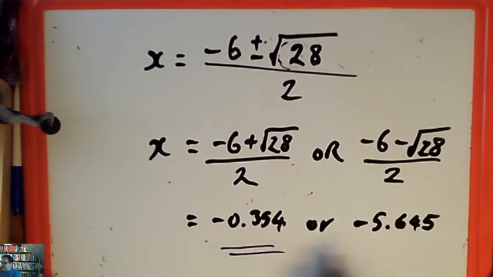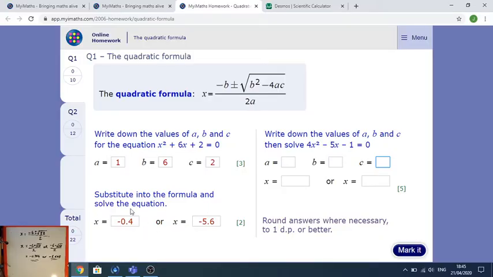So I wrote those down as I was doing that, and now I can put them into the iMaths. So I filled those in on iMaths. I've rounded them to 1 decimal place, as it says on the screen there. So the minus 0.354 rounded to minus 0.4, and the minus 5.645 and some more digits rounded to minus 5.6. On to the next question.